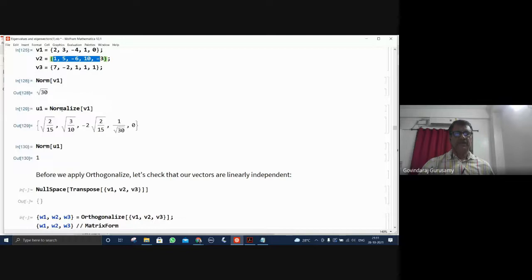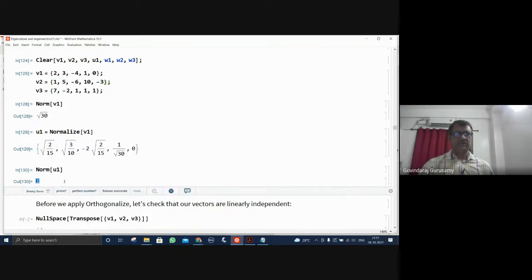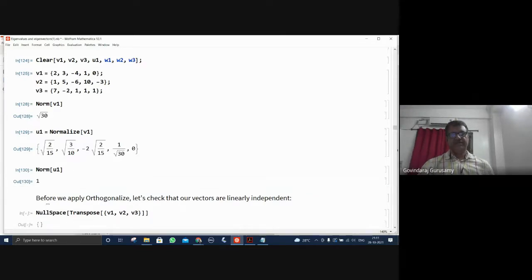Now, they are normalized here, and it has been found that the norm form of this V1 is this much. We normalize, and after normalization, its norm becomes 1, which means I'm able to find out the unit vector for this 2, 3, minus 4, 1, 0. That's the meaning of this. So this is in an n-dimensional space, and here the space is 1, 2, 3, 4, 5. It's a 5-dimensional space.